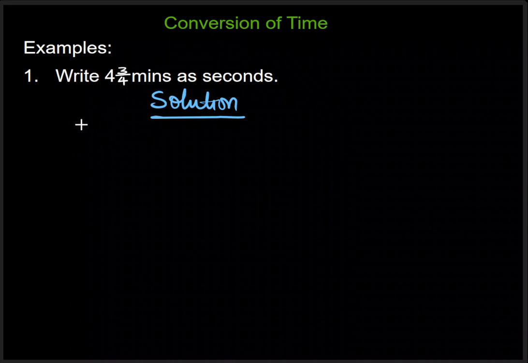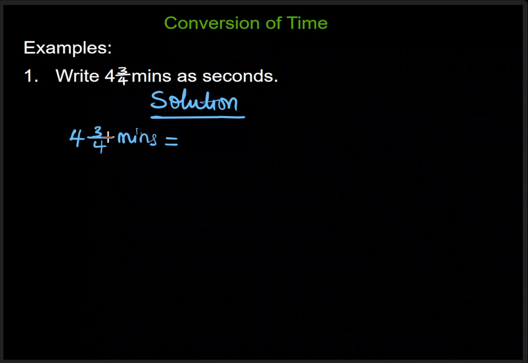Right, so we have for number 1: convert 4 3/4 minutes to seconds. What are we looking at? 4 3/4 minutes. Of course, we need to put that as an improper fraction, and that will give us 4 times 4, 16, plus 3. That will be 19 all over 4, and that will be minutes.